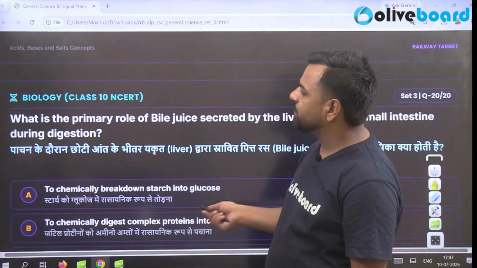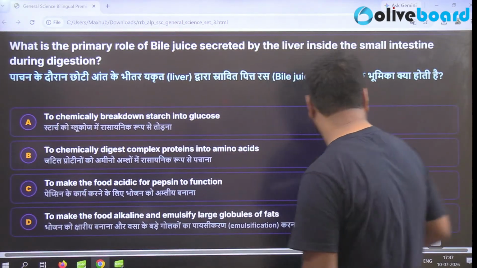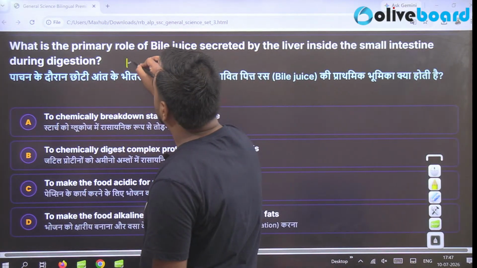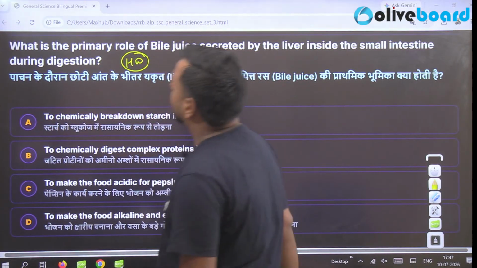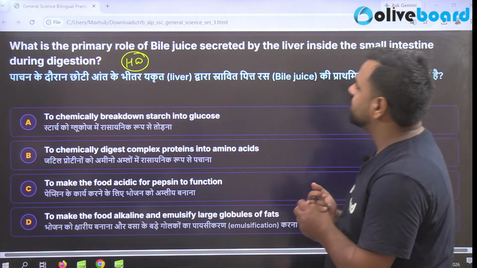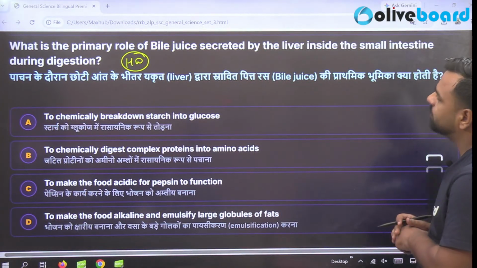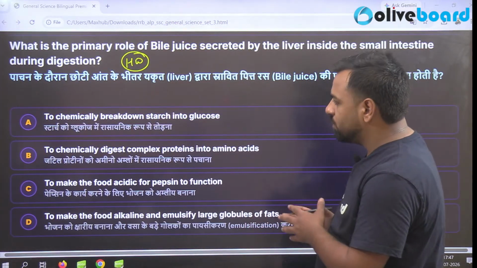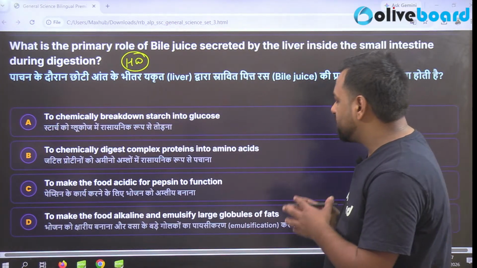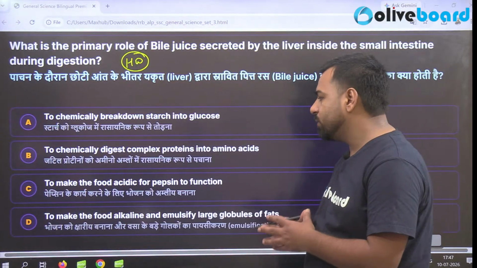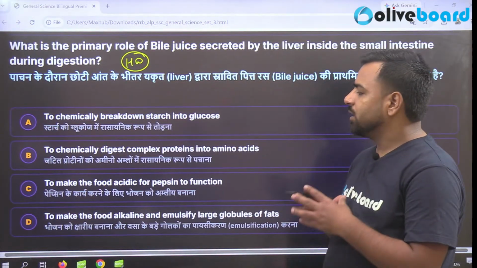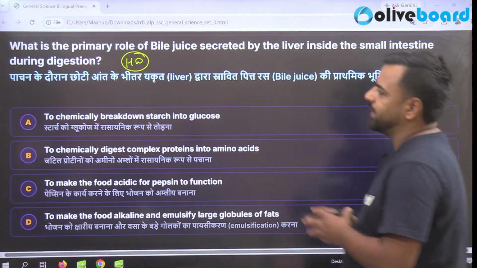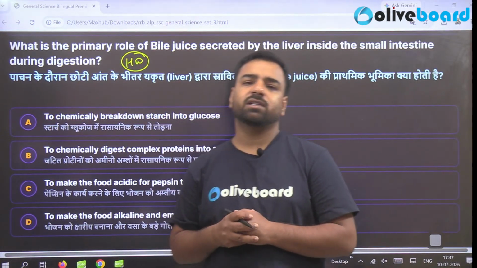Now it's a homework question for you all, and that is the question from the bio section. Please answer this in the comment section. What is the primary role of bile juice secreted by the liver inside the small intestine during digestion? To chemically break down starch into glucose, to chemically digest complex proteins into amino acids, to make the food acidic for pepsin to function, or to make the food alkaline and emulsify large globules of fats. So these are the four options. I want this answer in the comment section.